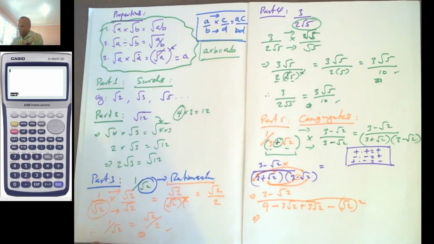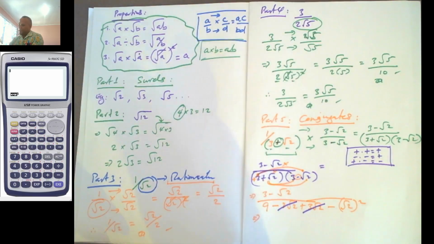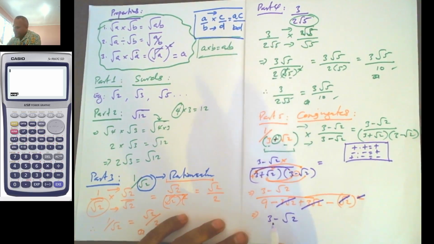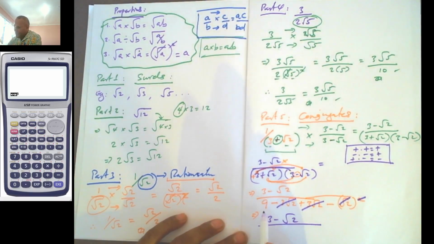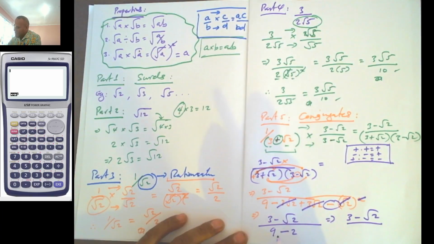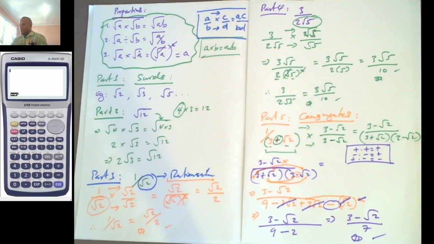Now, something that you need to notice is that these two will cancel out. Not only that, these two also will cancel out. So you're left with 3 minus square root of 2 over 9. Minus remains minus, and the number here is 2. So I can further simplify that. This is 3 minus square root of 2 over 9 minus 2, which is 7. So this is your answer.